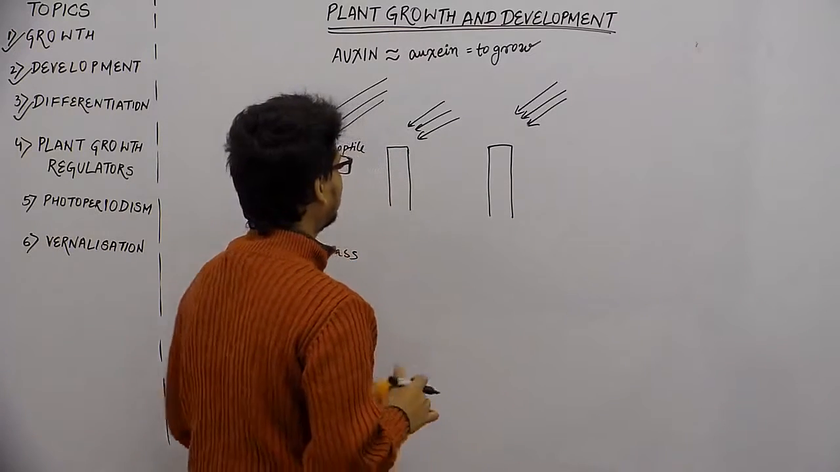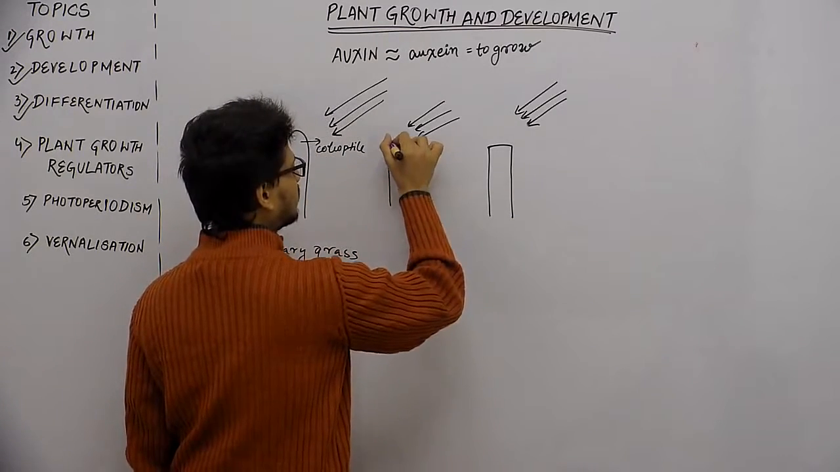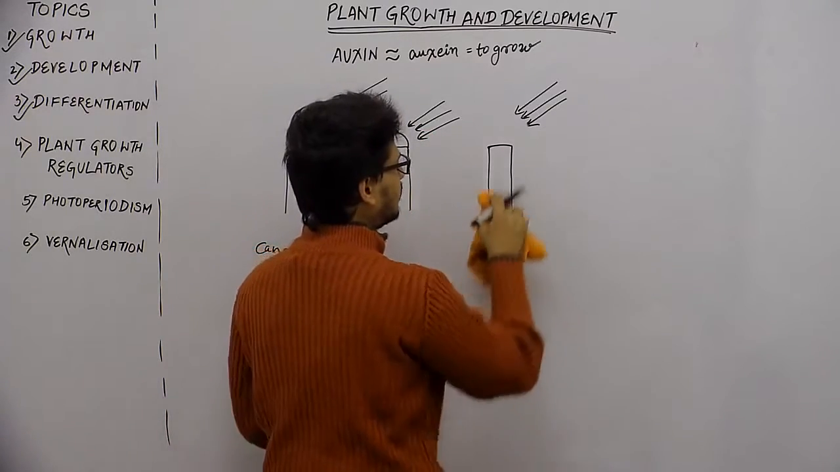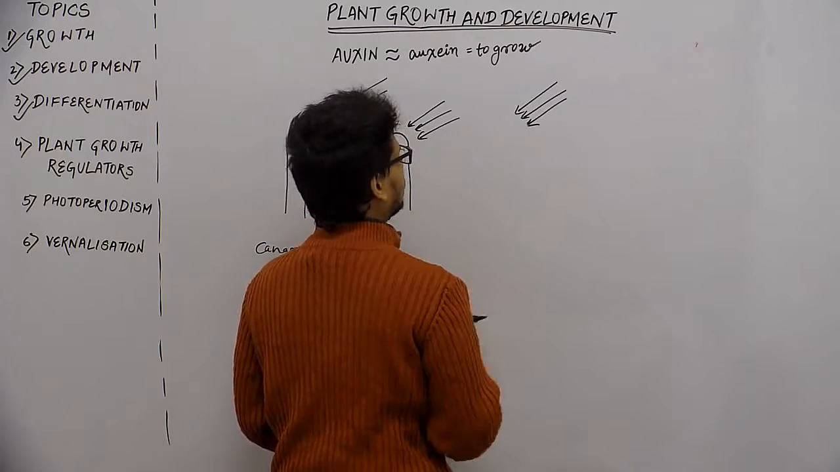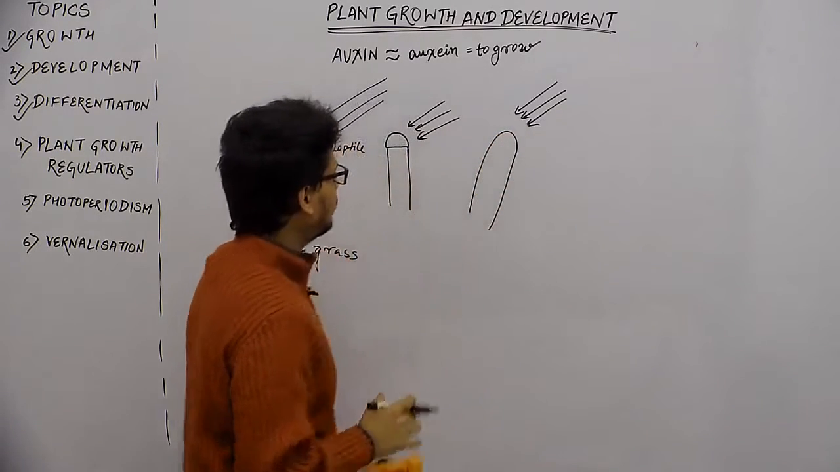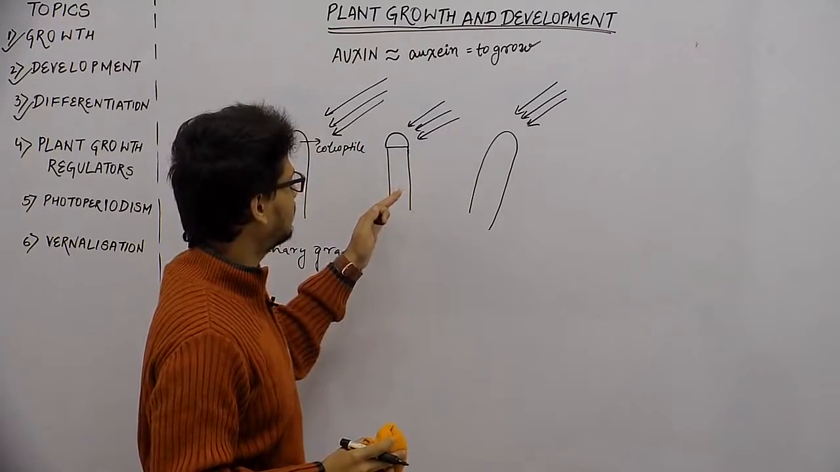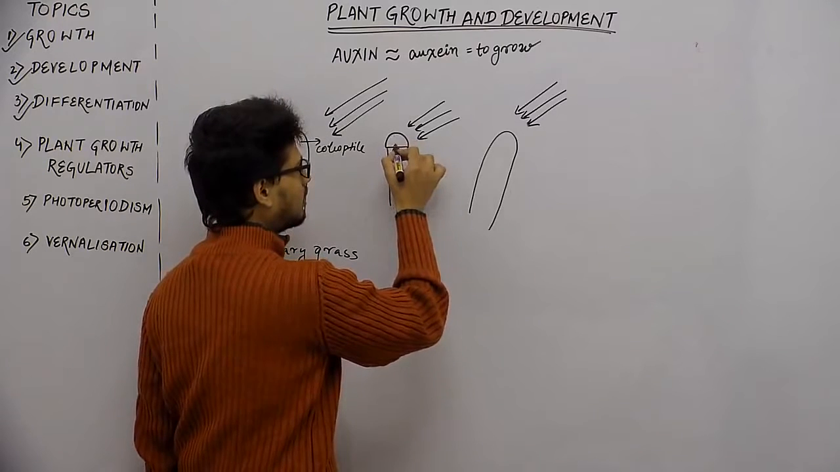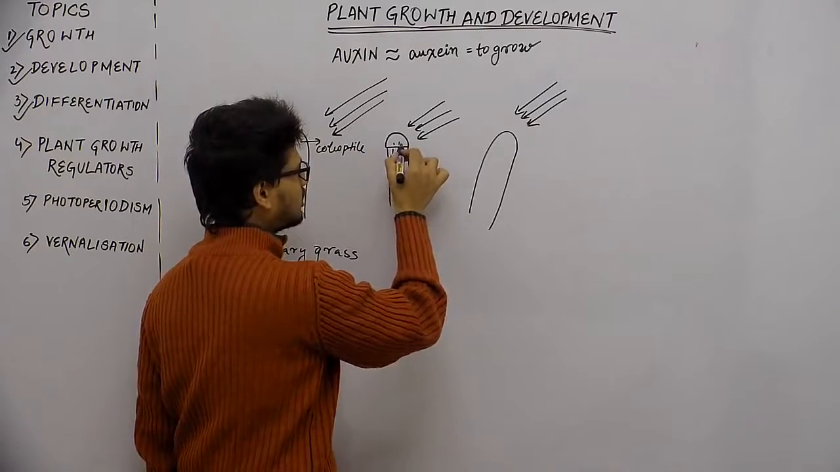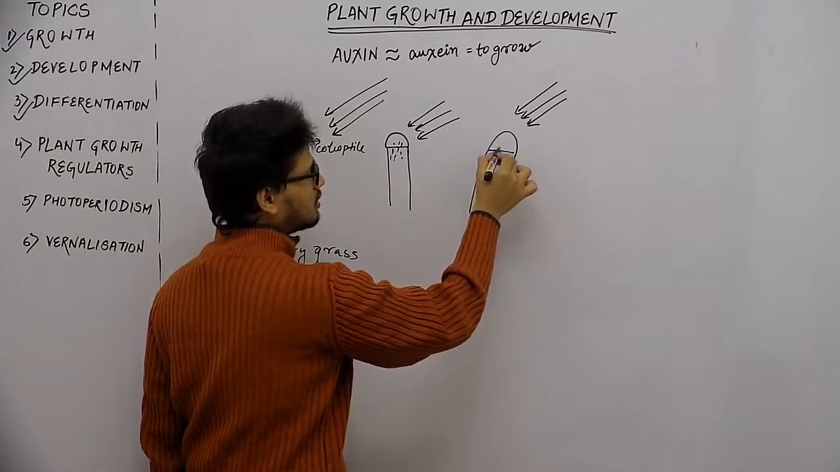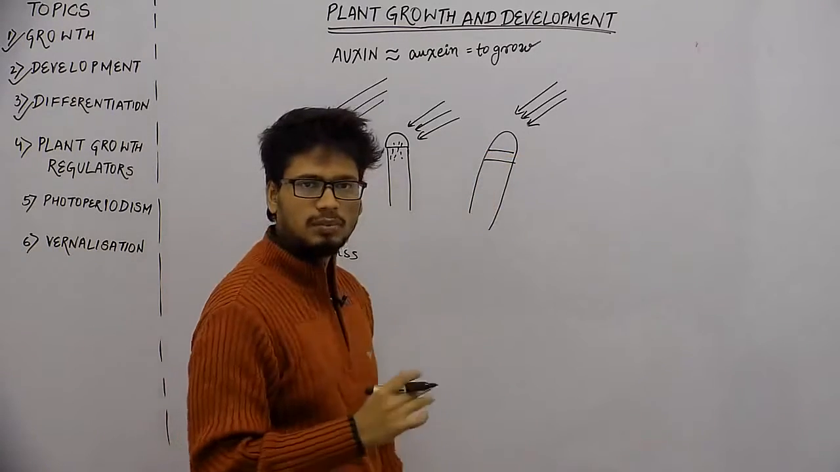So they again placed the tip back here. The result was that the plant again showed movement. So there was some sort of chemical influence traveling from the tip up to this portion, and it is this portion, not the tip, which is showing the movement or the bending towards light.